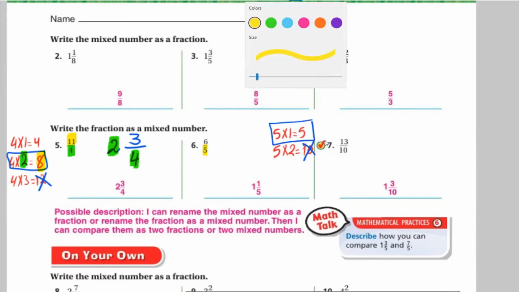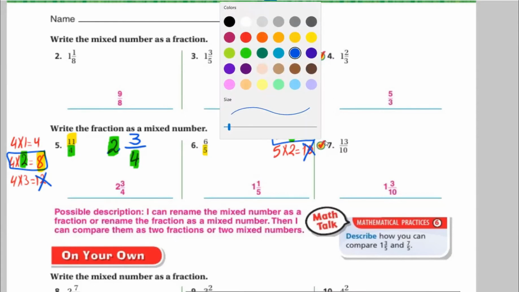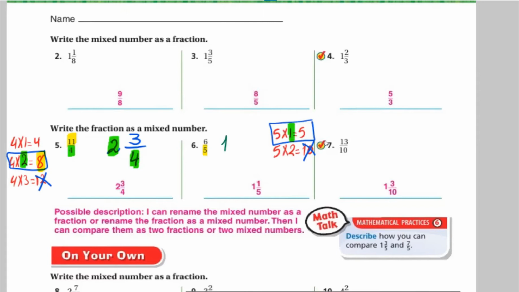So we're going to put 1 as the whole number and put the 5 as the denominator. And how many are left from 6 here? We have 5. How many left from 6? 1, only 1. So we're going to put 1 here. So that's our mixed number. Okay, who can answer me with number 7?